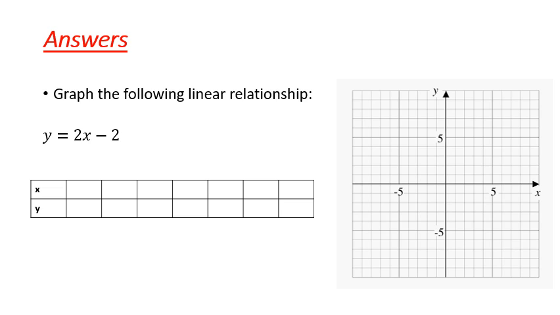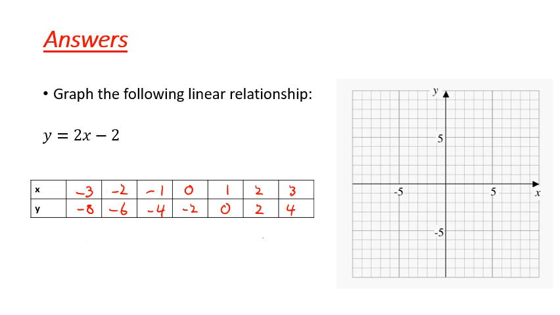Alright, so let's see how you went. I've got -3, -2, -1, 0, 1, 2, 3. I'm going to substitute my values in. So I end up with y equals 2 lots of -3, take 2. That's -8. Now I'm going to substitute -2 in. That would be -6. -1 would be -4. 0 would be -2. 1 would be 0. And you can see these are going up by 2 each time.